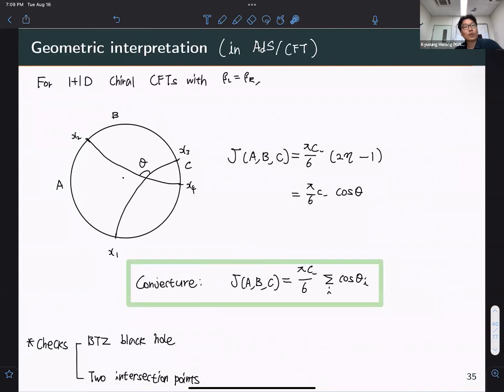Okay, one final comment. It turns out that this formula that we show has an interesting geometric interpretation. Imagine you have these ABCs here, and these 4 points, x1, x2, x3, and x4. Imagine that you draw a geodesic from x1 to x3 and from x2 to x4. Then there's a crossing angle between the two, called theta, and it turns out that this quantity is actually equal to cosine theta.